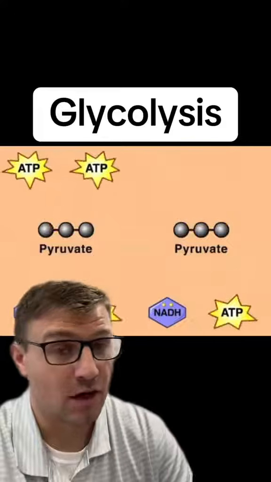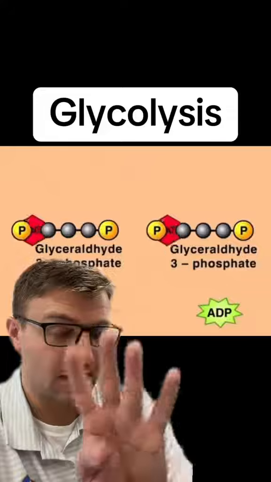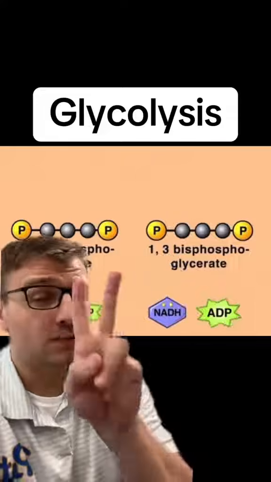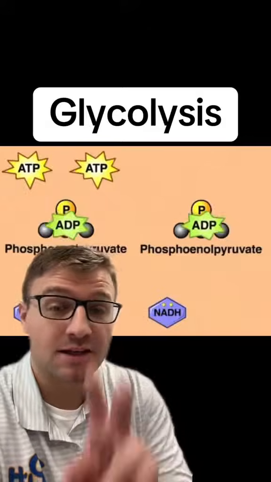Pyruvate has 3 carbons. So in total for the second part of glycolysis, we're making 4 ATP. Remember though, we already used up 2 ATP. So our net total of ATP production for glycolysis is 2.